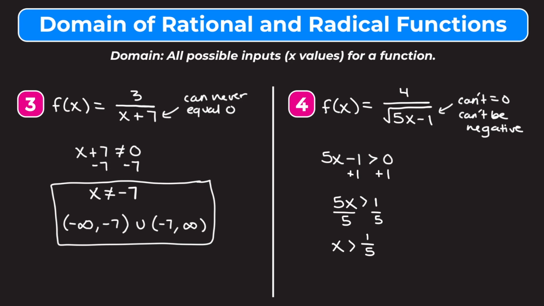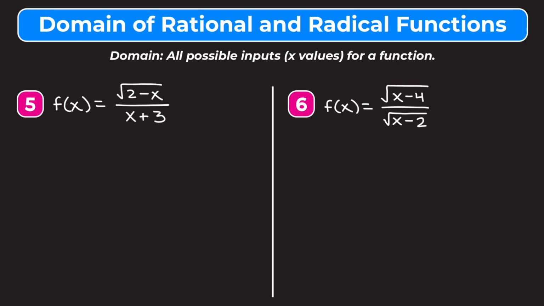We're going to write this in interval notation. So we're going to start at 1/5 with a soft bracket because x can equal 1/5. And x can be anything greater, so it can go all the way up to infinity, which always has a soft bracket. So we get that x is greater than or equal to 1/5, or you can write in interval notation as 1/5 up to infinity. Let's go over 2 more examples.